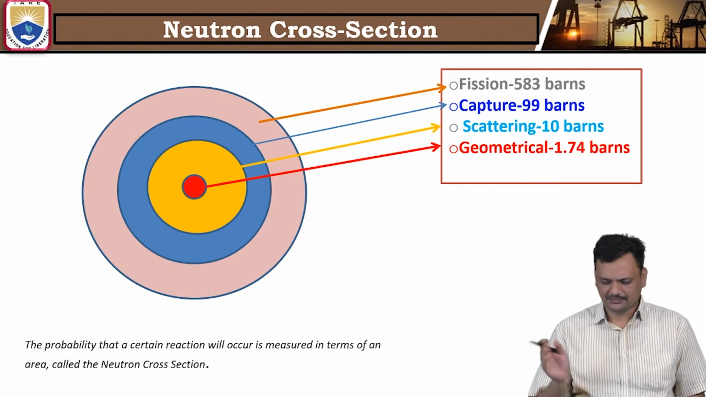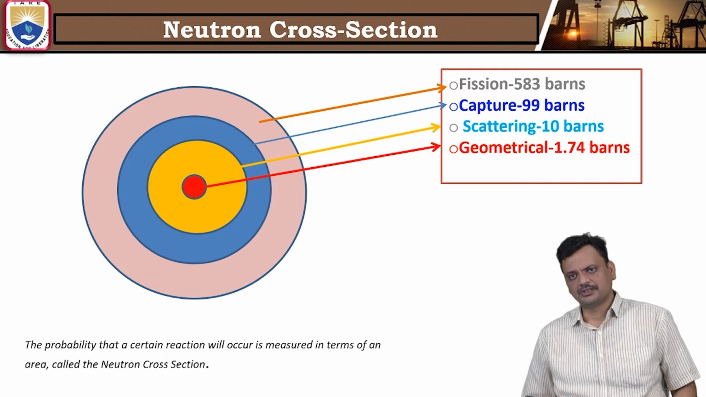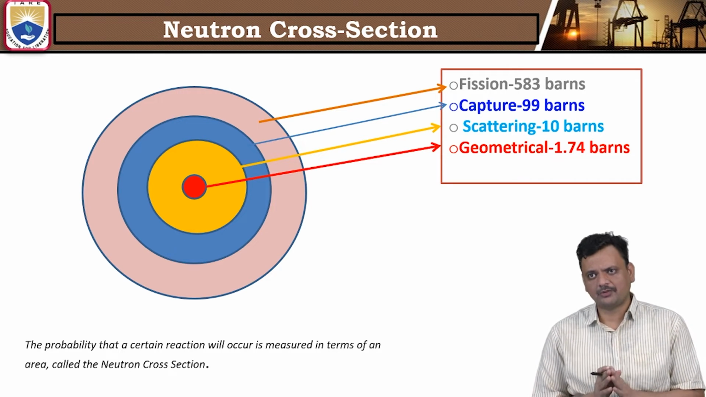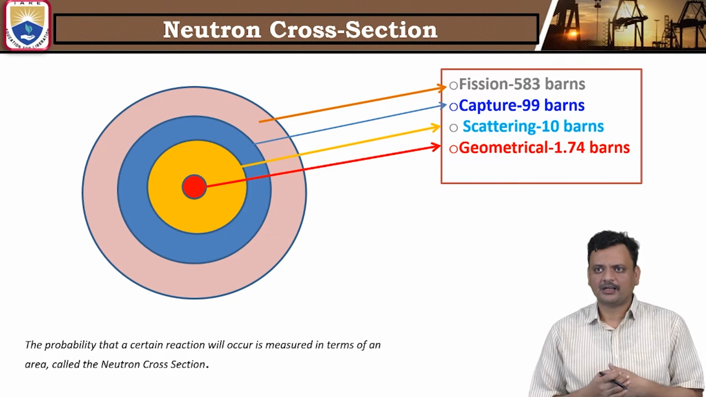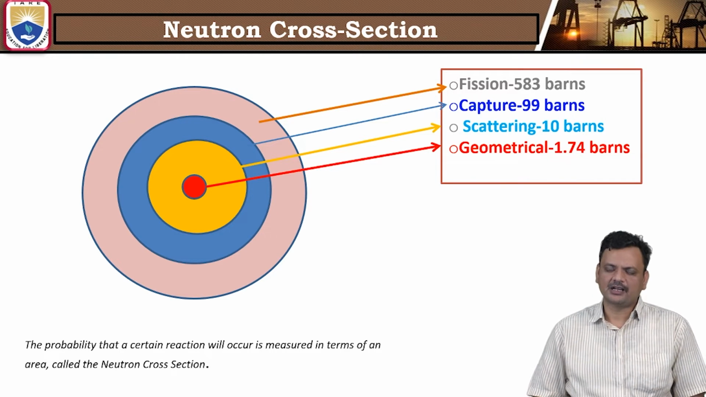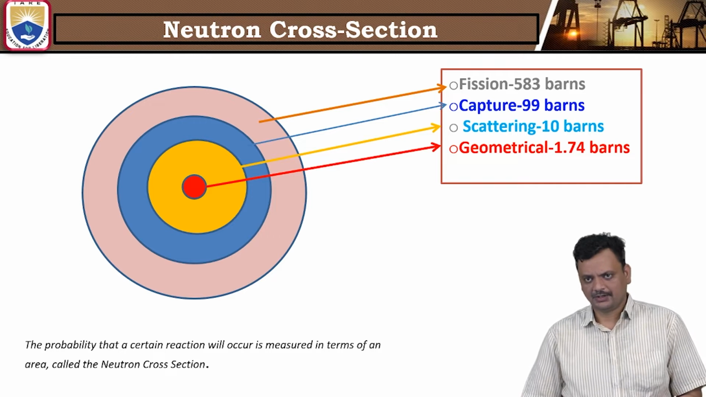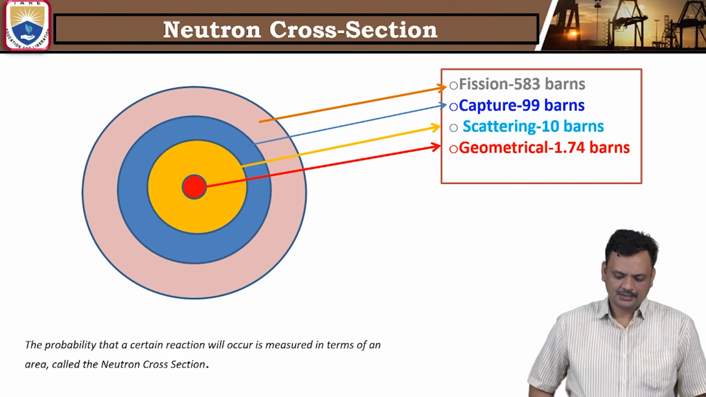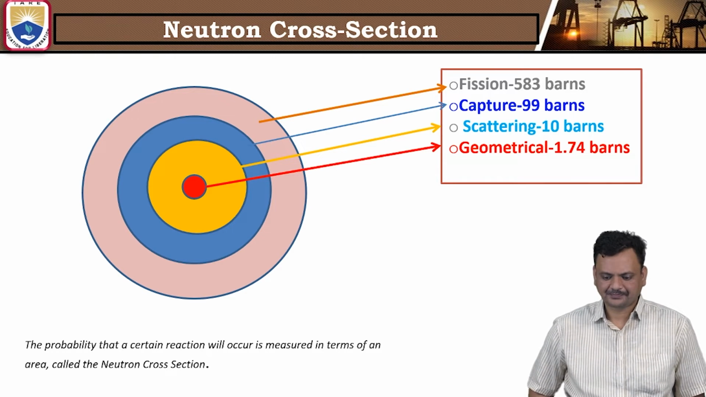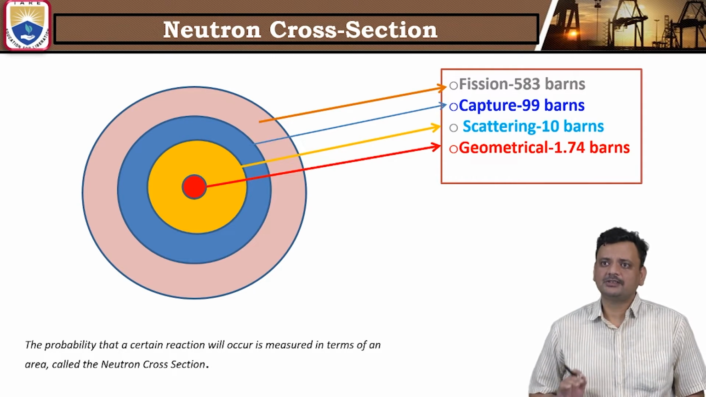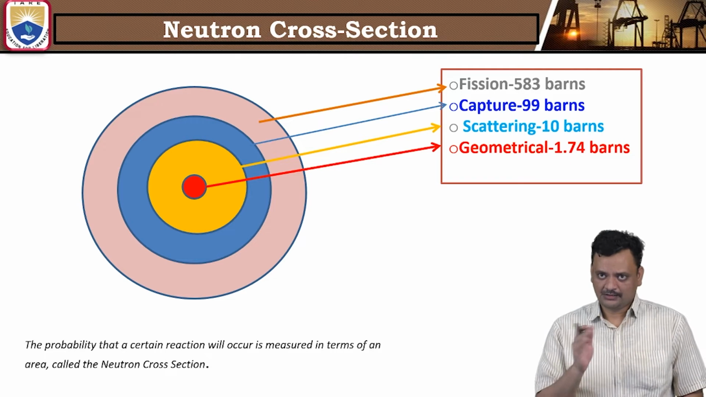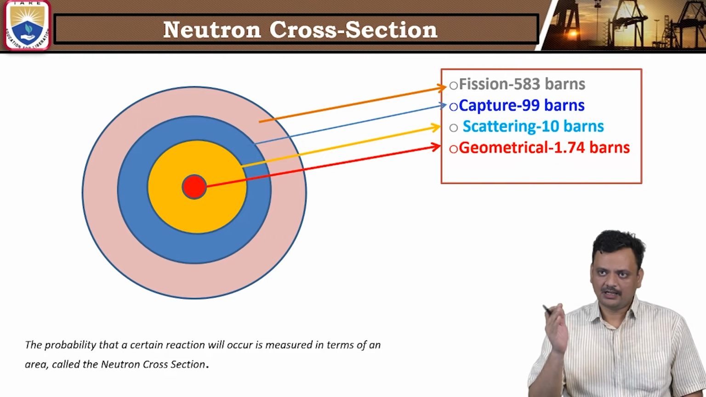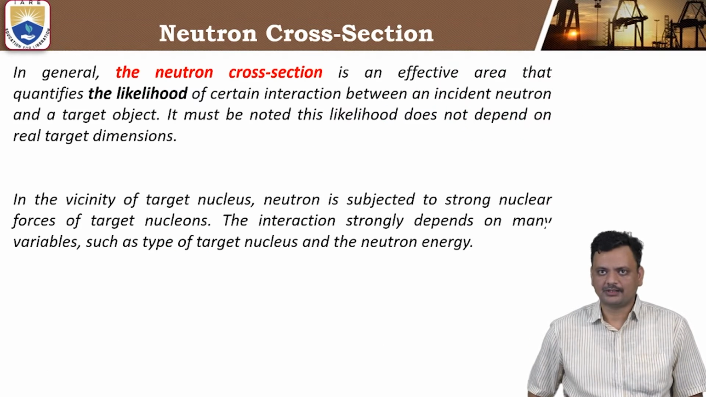Also it depends on the targets and the approaching particle toward the targets, but generally fission is more probable than any other, meaning capture, scattering, or geometrical collision type of nuclear reactions. Okay. Why? Because the area where fission can take place is larger than the other considered components.